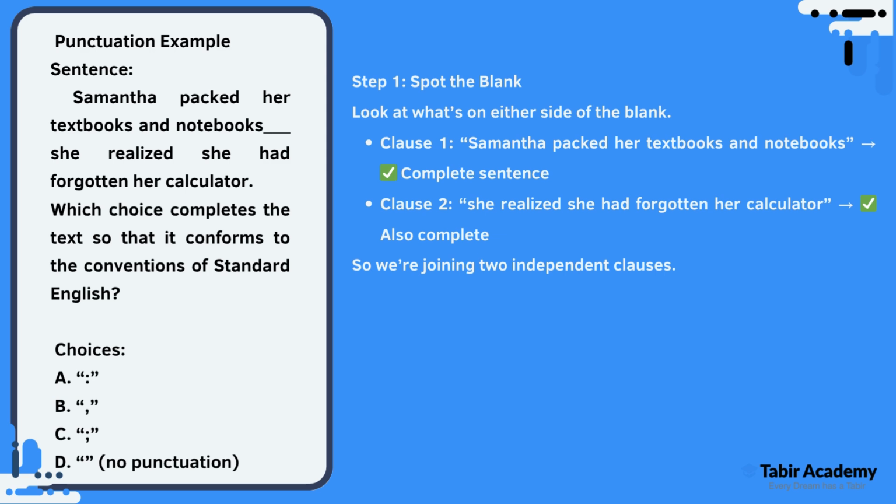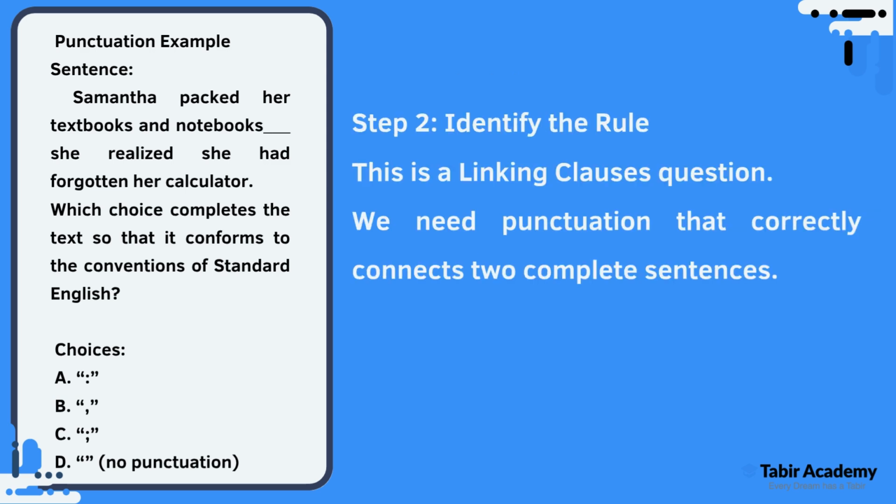Spot the blank. Clause 1 is Samantha placed her textbook and notebooks. That is a complete sentence. She realized she had forgotten her calculator. That is also a complete sentence. So we are joining two independent clauses. Identify the rule. This is a linking. Now this is also a punctuation question, but also we are linking two clauses in it. We need punctuation that correctly connects two complete sentences.